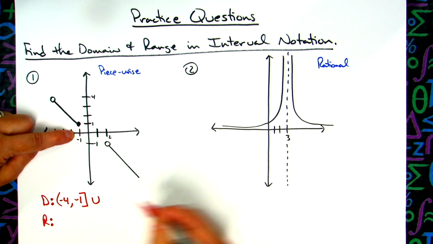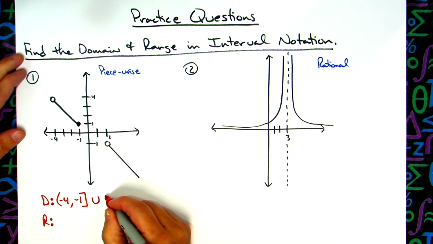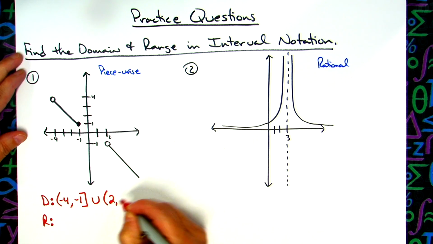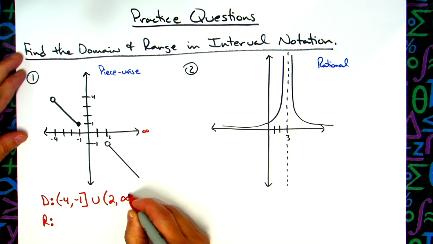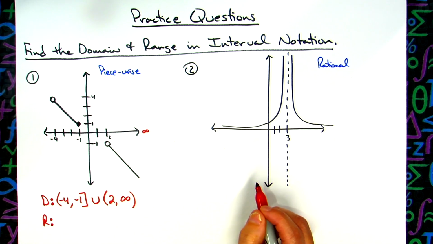A union, pick it back up at 2 with a curvy bracket, all the way to infinity, because positive infinity is all the way down here. Infinity always gets a curvy bracket. All right, how many people got it right?